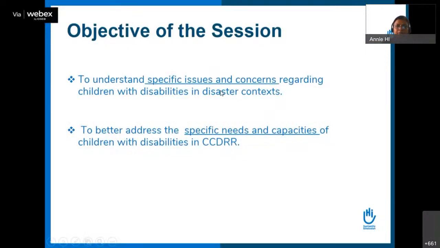In today's session, we will look at two important things. One will be to understand the specific issues and concerns regarding children with disabilities in disaster contexts, and also to look at how we can specifically address these specific needs and capacities in CCDRR.